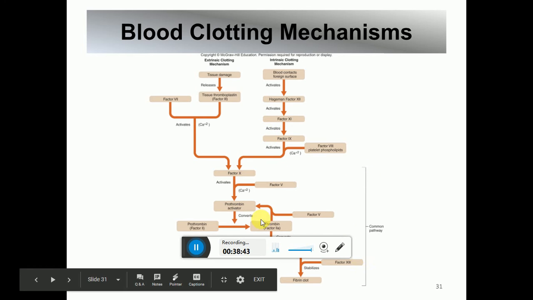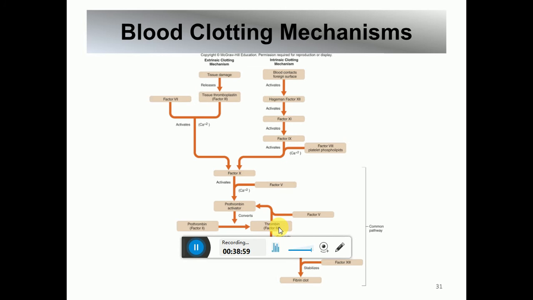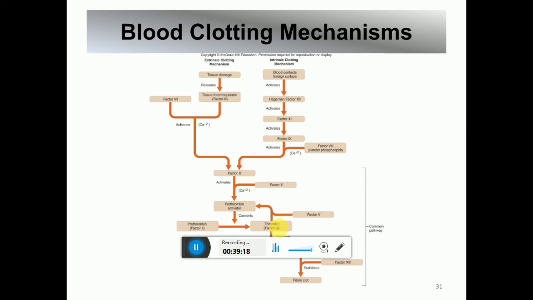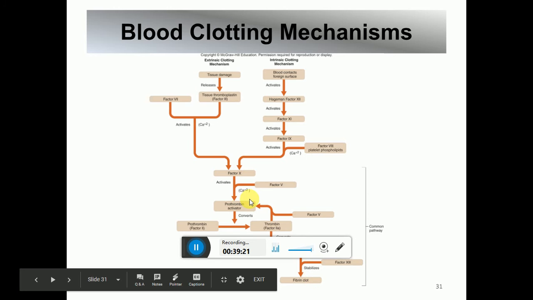For the common pathway, the most important part is where prothrombin becomes activated by what is known as the prothrombin activator into thrombin. Then thrombin activates fibrinogen into fibrin, and fibrin will make your fibrin clot. So again, make sure you're very familiar with this common pathway: prothrombin is activated into thrombin through the prothrombin activator, and thrombin will activate fibrinogen into fibrin, leading to a fibrin clot. Okay, so that again is your common pathway.